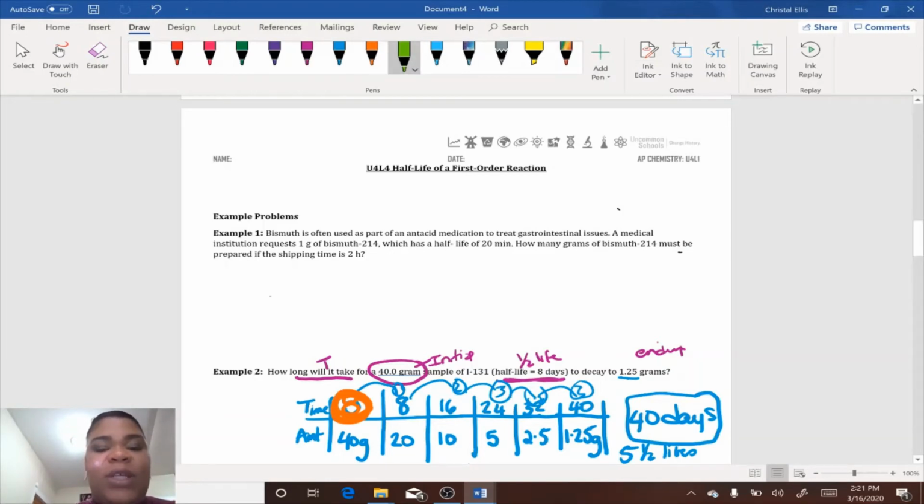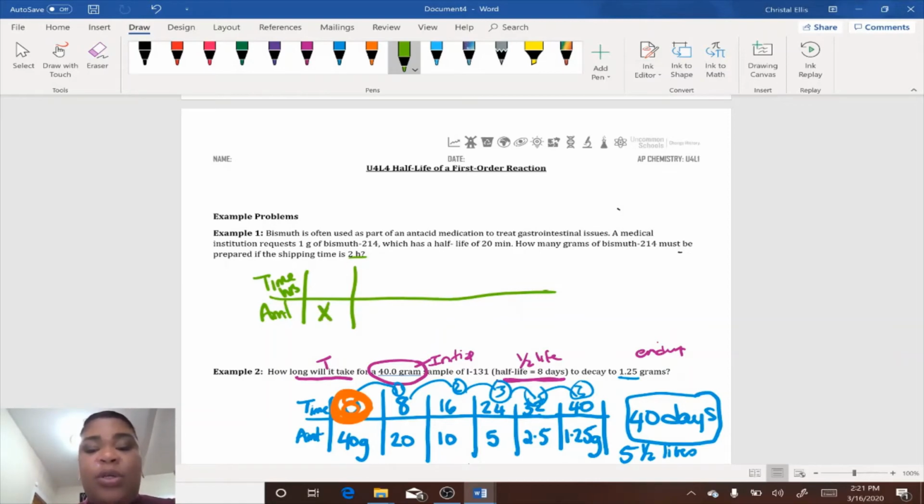You always want to set up your time and amounts chart. Your time is in hours because it tells us here in the problem, and your amount. We need to actually figure out how much we need to ship in order to make sure that when the medical company gets it, they will have 1 gram available.